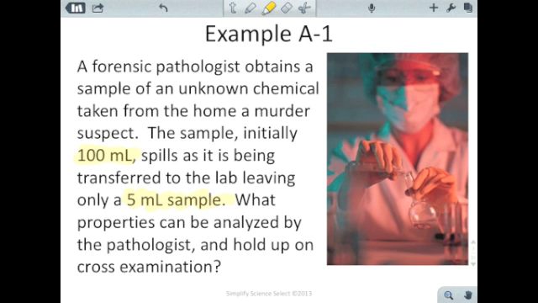So we cannot have any properties that depend on the amount of material that's there. The only properties that are going to remain are intensive properties, such as density, or the other intensive properties that we went over. Those are the only things you're going to be able to hold up in court, because they do not depend on the amount of matter that is there.